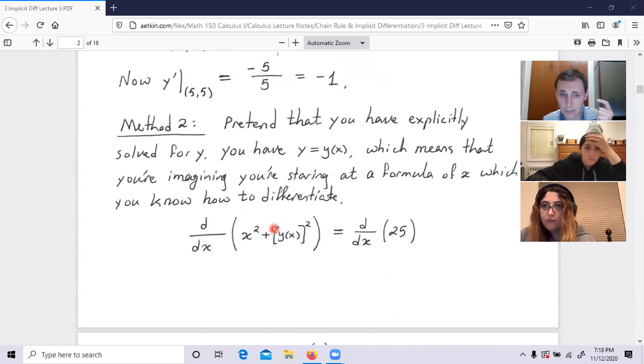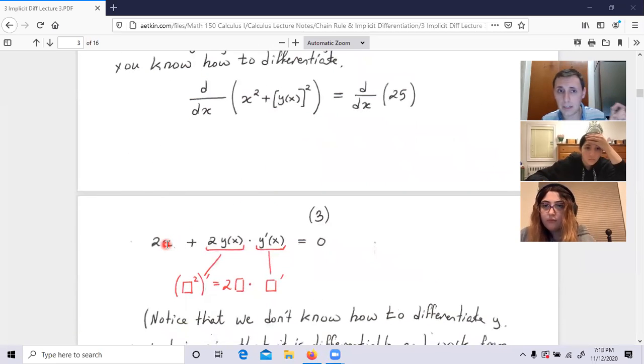Now I take the derivative of the left. Taking the derivative of the left part, I get 2x. The derivative of x squared is 2x. The derivative of this part, on the other hand, is 2 times the inner function times the derivative of the inner function. I apply chain rule. I assume this function will be differentiable. The y will be differentiable here. And I write y prime because I do not know the formula, so that's the best I can do. Good? The derivative of 25 is equal to 0.